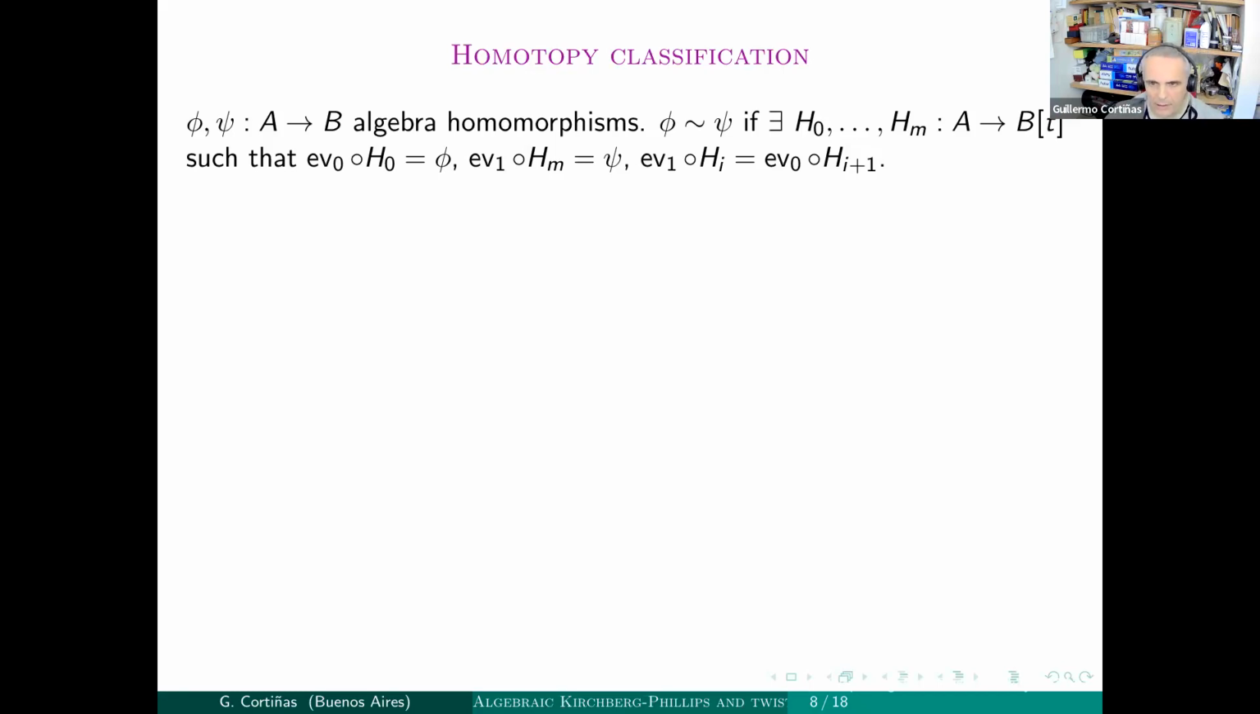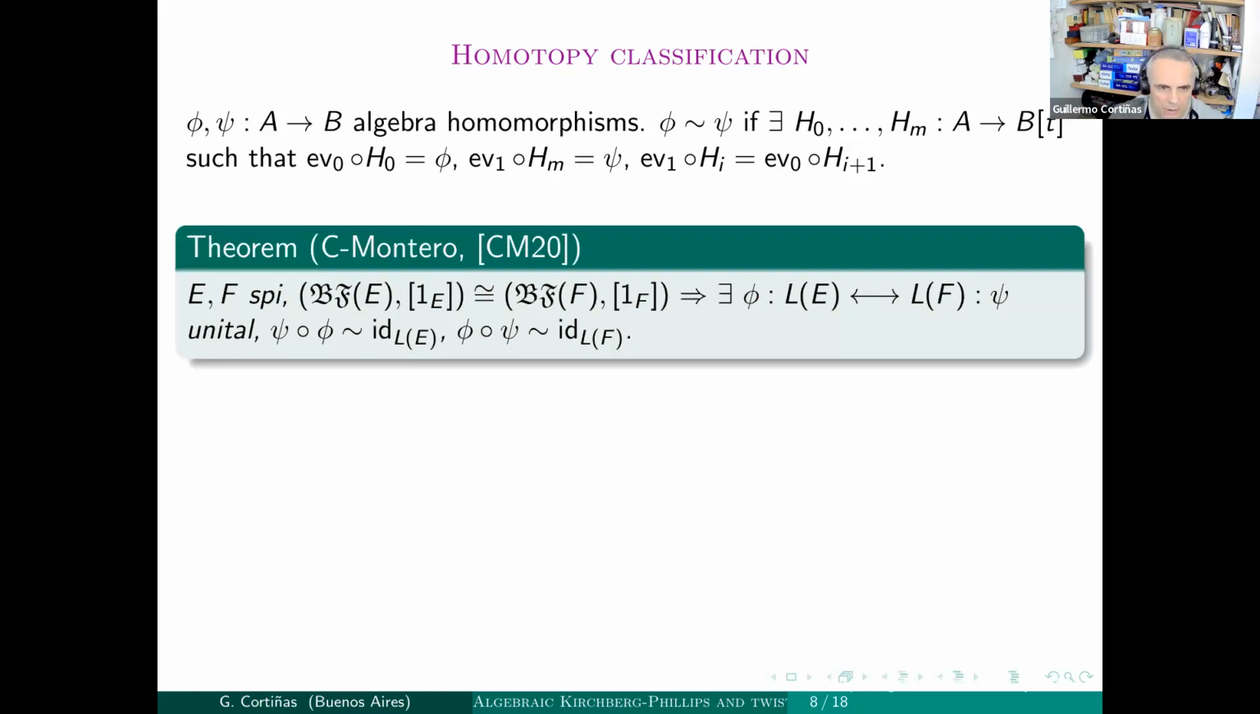So this says that you can go from phi to psi by a finite number of these steps. Okay, so we showed with my former student Diego Montero that if E and F are finite SPI graphs, and the Bauer-Franz groups are unitally isomorphic, then there exist unital homomorphisms in both directions, such that both compositions are homotopic to the respective identity maps. So under the hypothesis of the Kunz-Rordan theorem, we get not isomorphism, but unital homotopy equivalence.